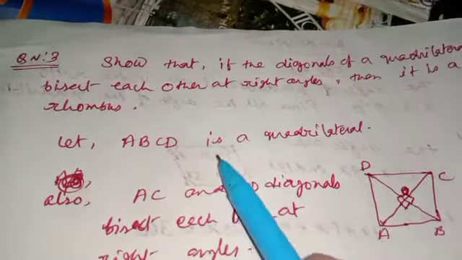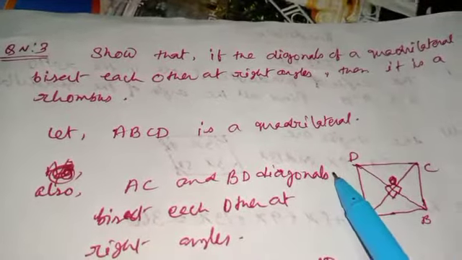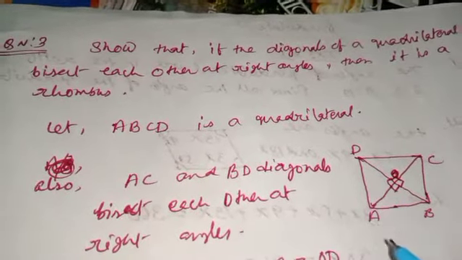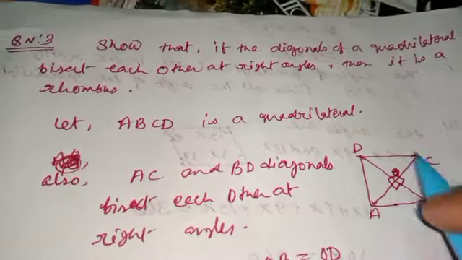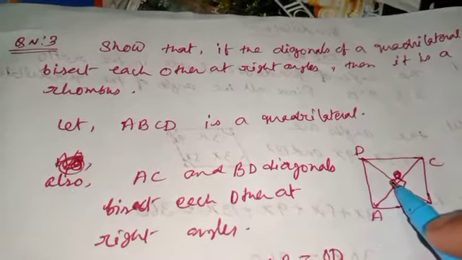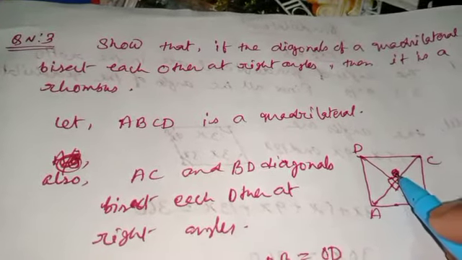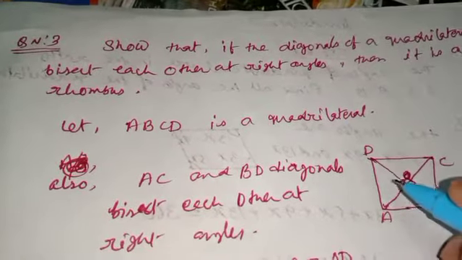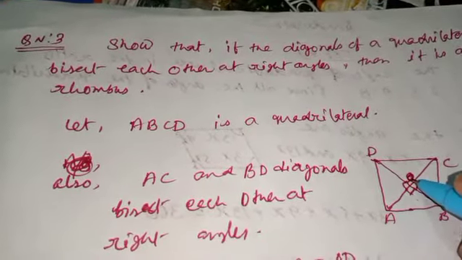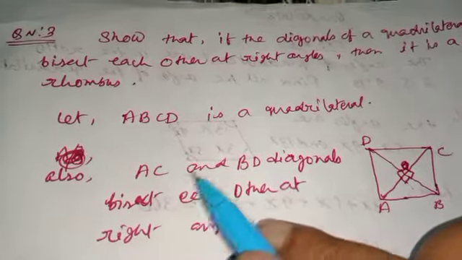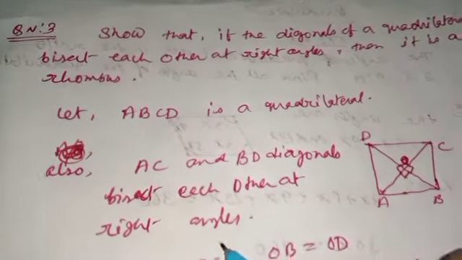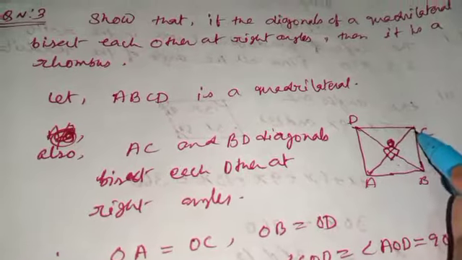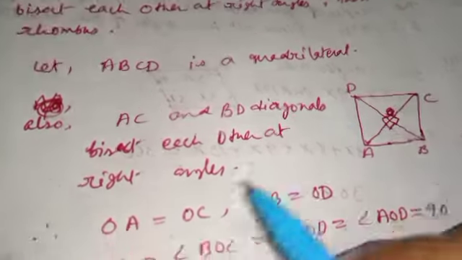Suppose let ABCD be a quadrilateral. Then according to the question, AC and BD diagonals bisect each other. Suppose they bisect each other at O. And also according to the question, at right angles. That means these angles are 90 degrees. That is why I have written AC and BD diagonals bisect each other at right angles. That means OA is equal to OC and OD is equal to OB.